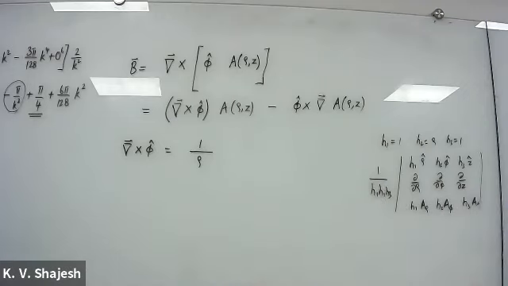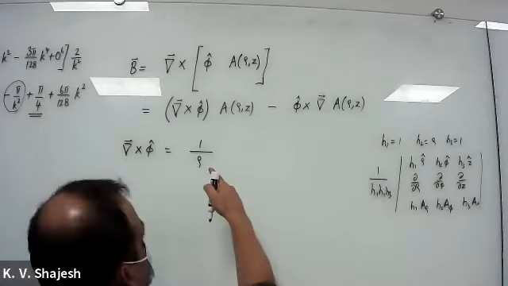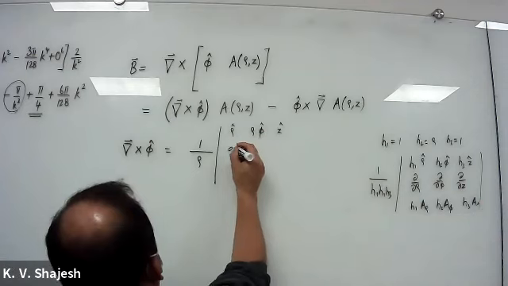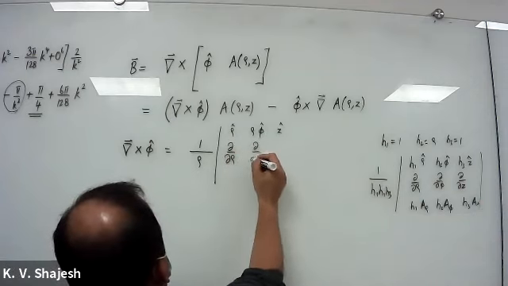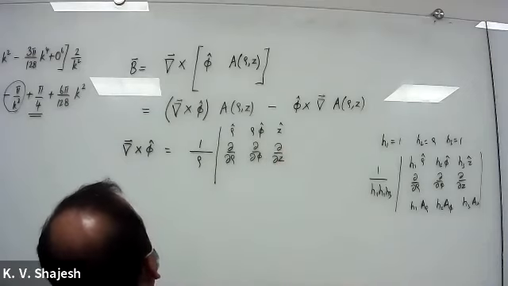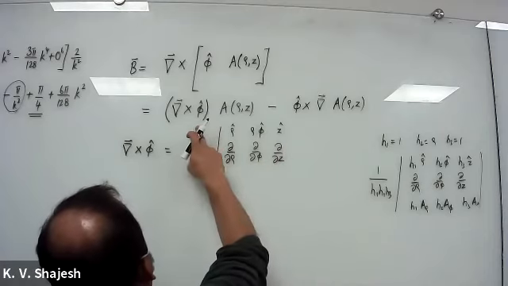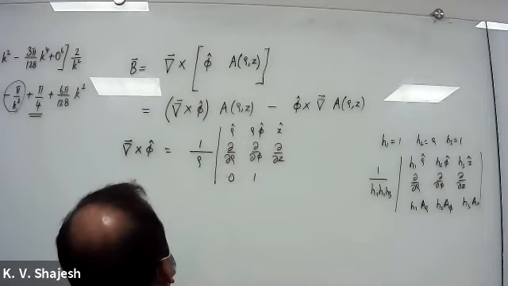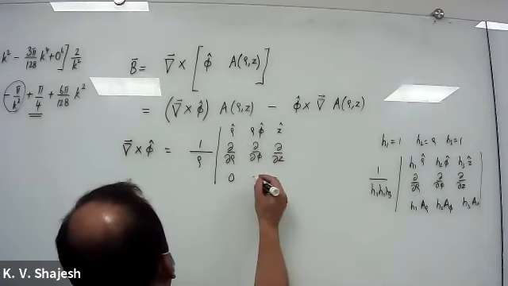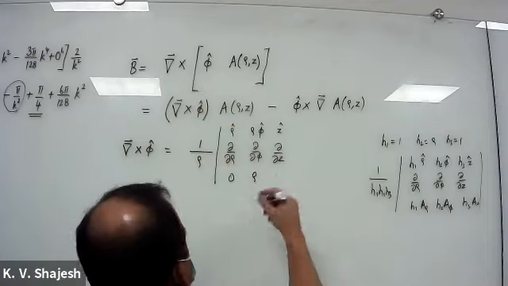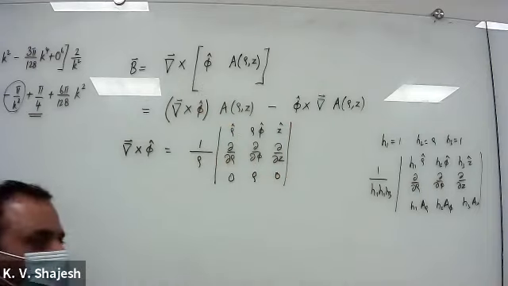That's your determinant formula. So it's 1 over rho of: rho hat, rho times phi hat, z hat; d by d rho, d by d phi, d by dz; and A rho. So this is just phi hat at this stage, right? So this is 0, 1. No, h2, there is a rho, like rho times 1, the phi hat has only 1, and then A z. That's clear? Put it in.